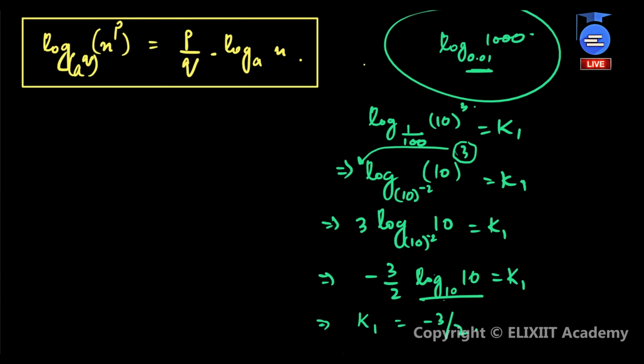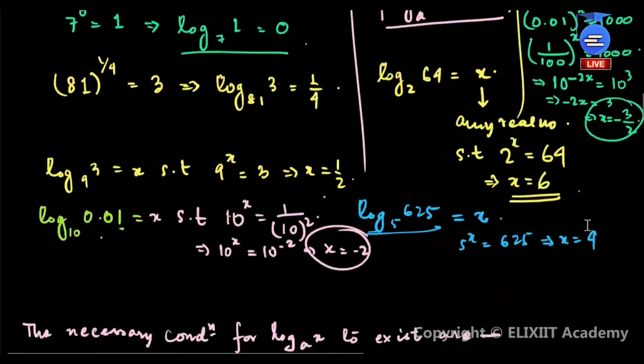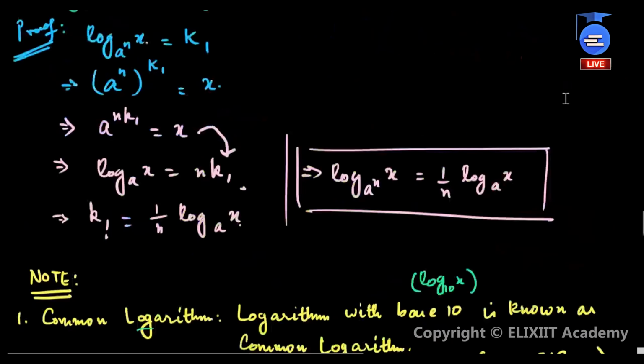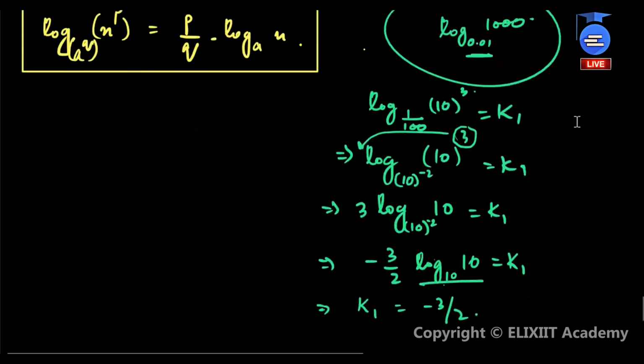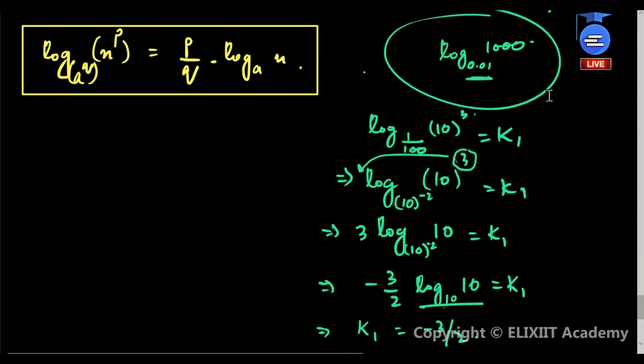Either you solve in this process or you solve by the previous logic. At the very beginning of the class, we solved log 1000 to the base 0.01 with the help of very basic definitions of log, and x was minus 3 by 2. Either you solve in this manner or in this manner, using properties of log. Clear with this? Next property.